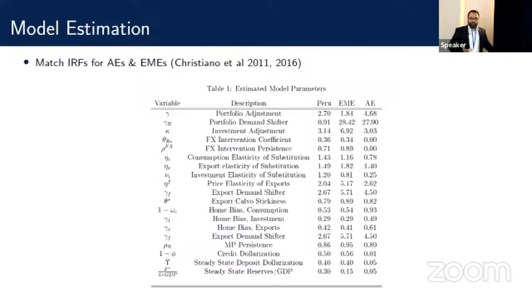We estimate this model using Bayesian impulse response matching. You can ask Leahy for details. I don't want to talk specifically about all these parameters, but what we observe is that the estimated parameters for advanced economies imply a high home bias compared to EMEs. That might be one reason why EMEs are different from advanced economies.